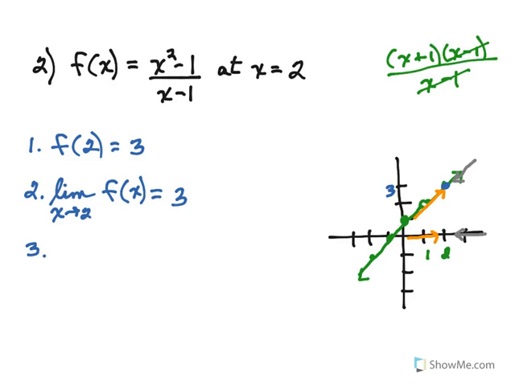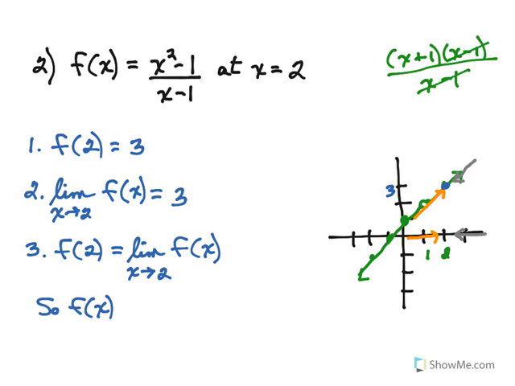The third test is that the function value needs to equal the limit, which of course in this case it does. So we conclude that the function f of x is continuous at x equals 2. Notice how specific we are in stating that it is specifically continuous at x equals 2.